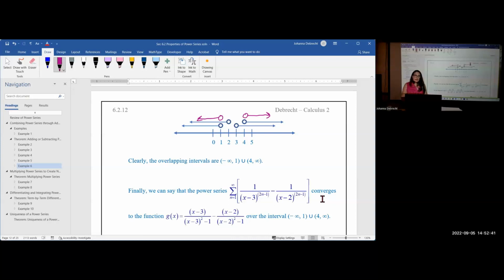In the next video, we want to take a look at multiplying power series that are known to converge on some overlapping interval of convergence and see how we can define the new power series and the new function that results from multiplying them. I hope you'll join me for that section.